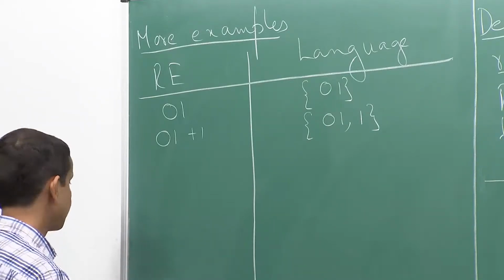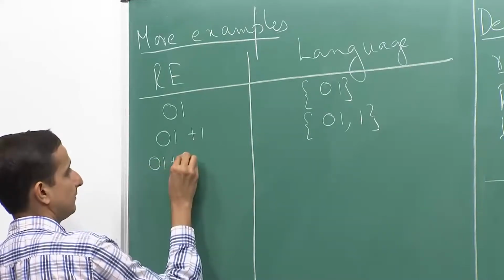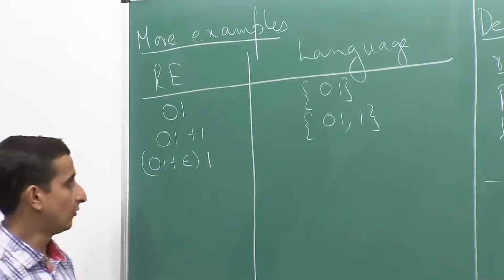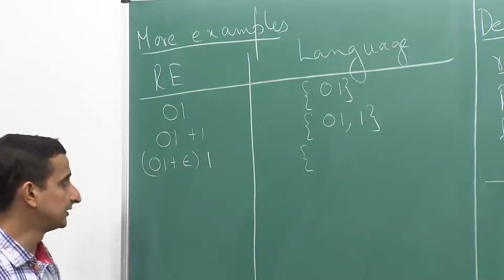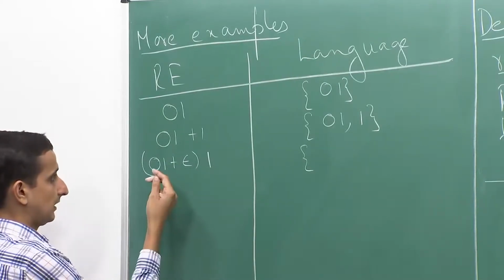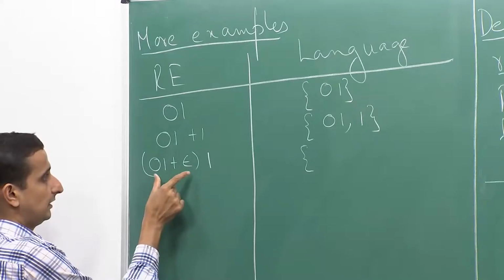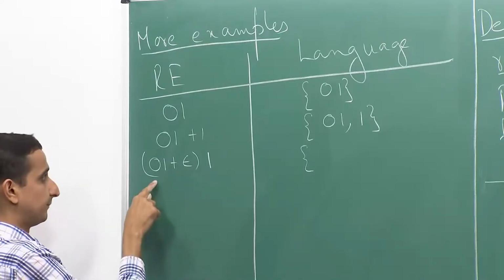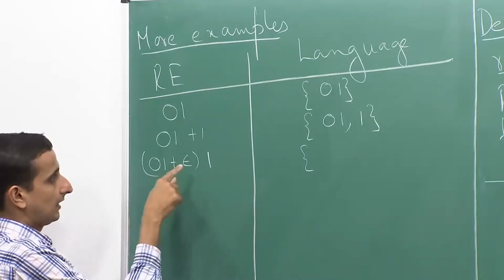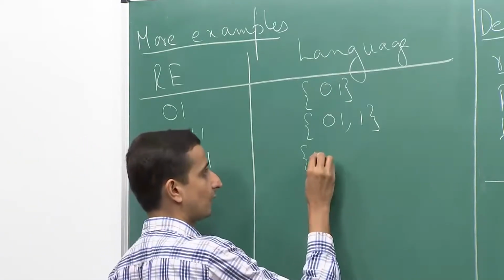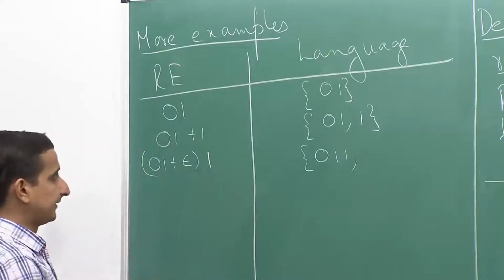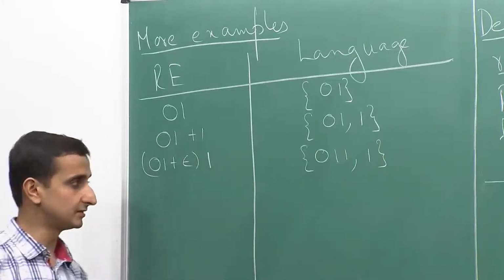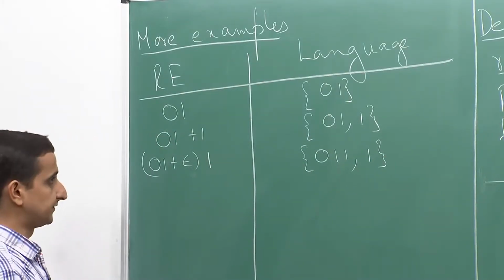The third one is 0 1 plus epsilon concatenated with 1. So, how many strings are there in this language, and what are the strings? So, again first I take one string from this regular expression and one string from this regular expression, and I concatenate them. So, if I take 0 1 and if I take 1 here, the concatenation of 0 1 and 1 gives me 0 1 1, and the concatenation of epsilon and 1 gives me 1. Okay. So, this is the language that is there, and these are the only two strings that are there in the language.